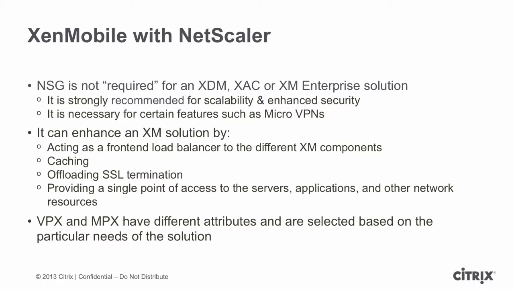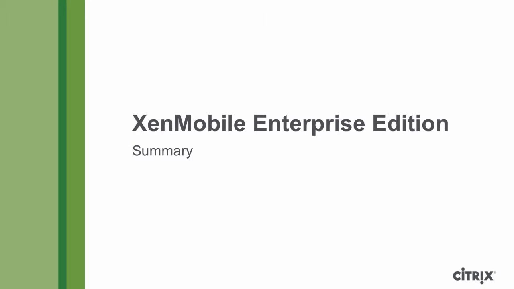It's going to go ahead and enhance your mobile solution by front-ending, acting as a load balancer for all the different XenMobile components, providing some redundancy there, so even if one of the components goes down, it can redirect traffic to another operating component. It can provide caching for faster delivery. It provides SSL termination and SSL offload, eliminating the need for your back-end systems to perform those costly SSL transactions. It can provide a single point of access to the servers, applications, and all other network resources. And of course, you're going to select which version of NetScaler that you need based on your company's needs.